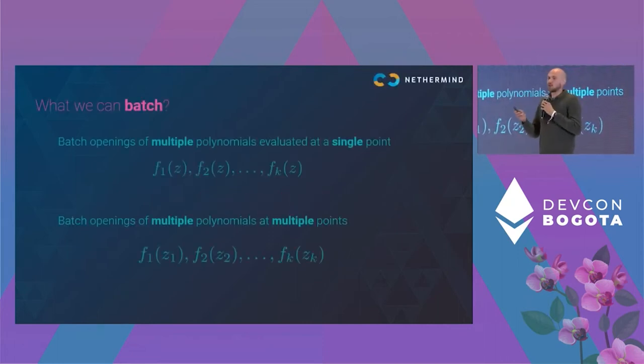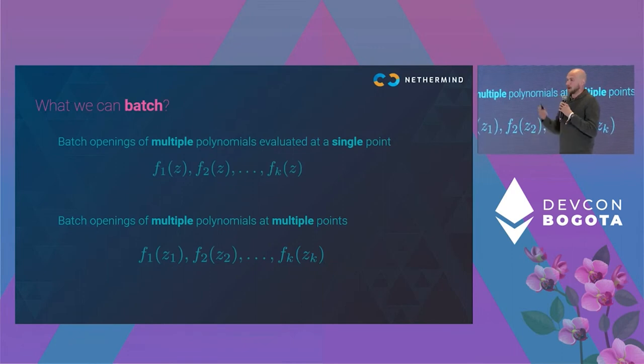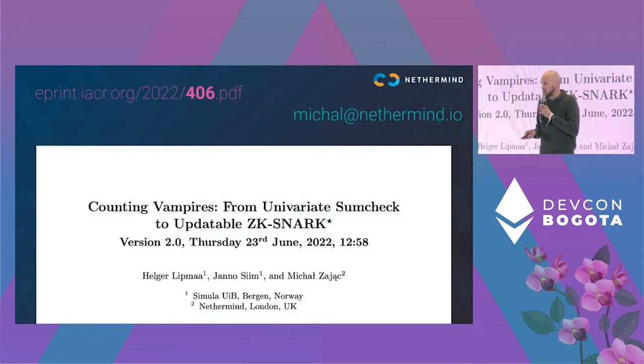There are two ways of batching polynomial commitments. First of all, we can batch openings of multiple polynomials evaluated at the same point. That's what Plonk is doing. That's also what was done in Marlin. However, due to some new results, we can also batch openings of multiple polynomials at multiple points. If you want to learn more, please check our paper, and now I can take some questions.